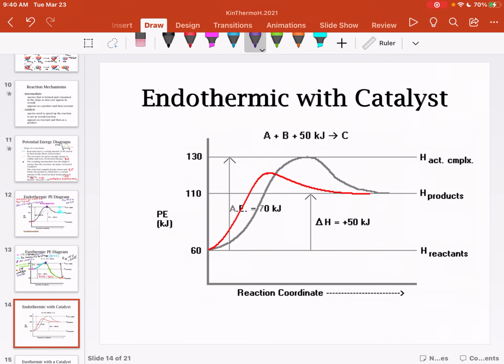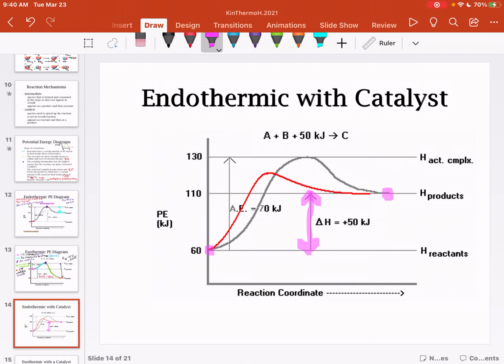So if I look at that same potential energy diagram, if I add a catalyst, I can see what gets affected. Does the energy of my reactants get affected if I add a catalyst? The answer is no. Does the energy of my products get affected if I add a catalyst? The answer is no. Does the enthalpy of my reaction get affected if I add a catalyst? The answer is no.